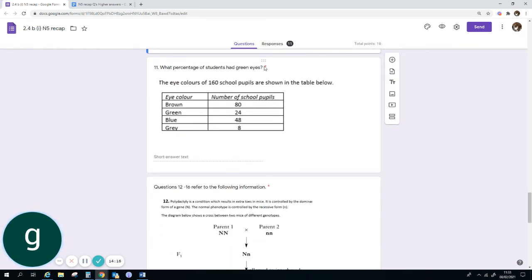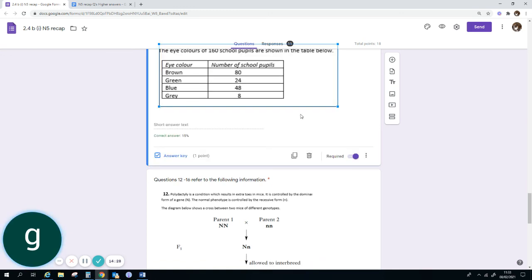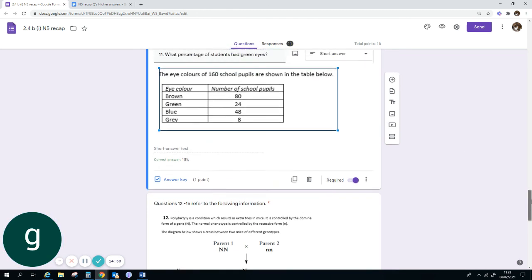What percentage of students have green eyes? It's 160 students. Green eyes is 24. If you add that up, you get 160, I imagine. So 24 over 160 times 100 gives you 15%.